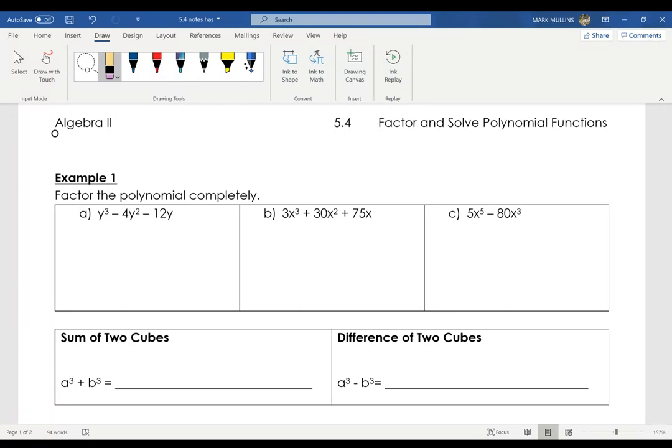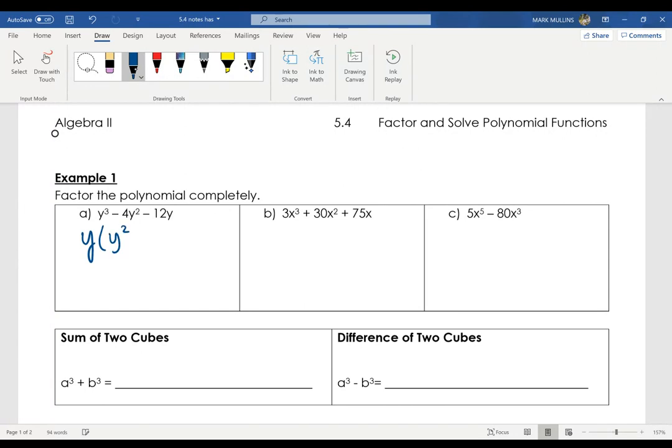If there's 3 terms, we have that kind of general factoring where you're looking for what multiplies at the end and adds to the middle term. If there's only 2 terms, we look for difference of squares. So for A, I notice that all of my terms have y. So first I will factor out a y.